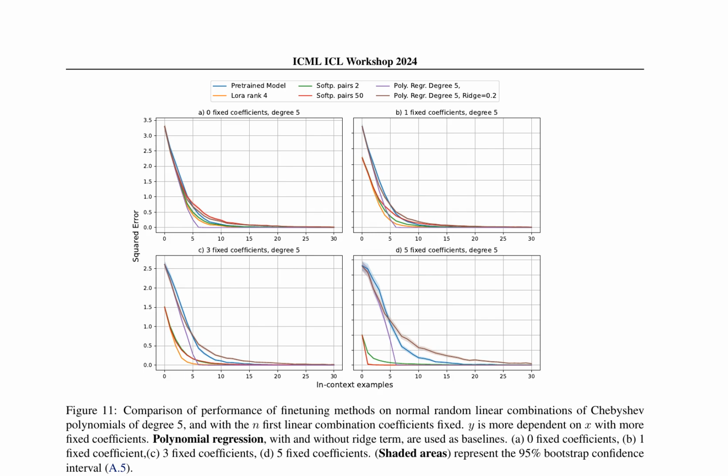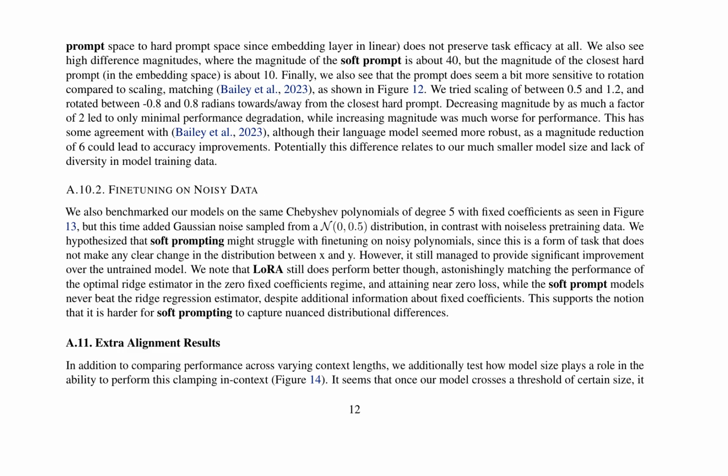Figure 10 evaluates the performance of a pre-trained model on normal random linear combinations of Chebyshev polynomials of a random degree between 0 and 11. The results demonstrate that the pre-trained model achieves excellent performance, even when the degree of the polynomial is high. The relationship between soft prompts and hard prompts is also investigated, with results indicating that the closest hard prompt in the embedding space does not preserve task efficacy. Furthermore, the magnitude of the soft prompt is significantly larger than the magnitude of the closest hard prompt. The soft prompt is found to be more sensitive to rotation than scaling, consistent with previous findings.